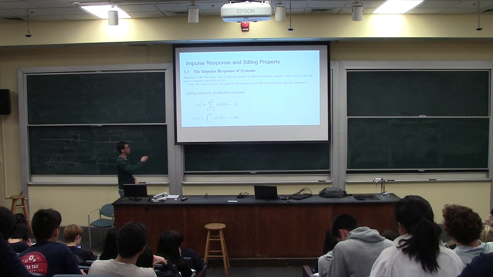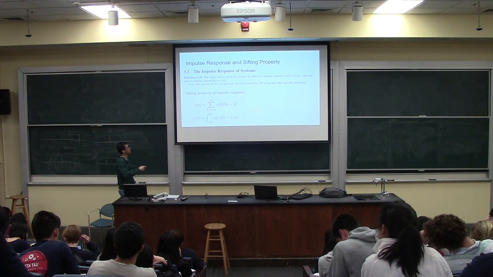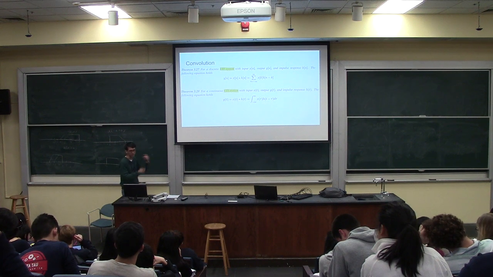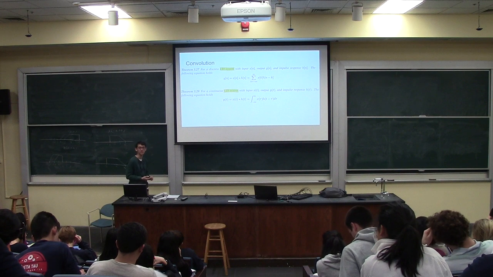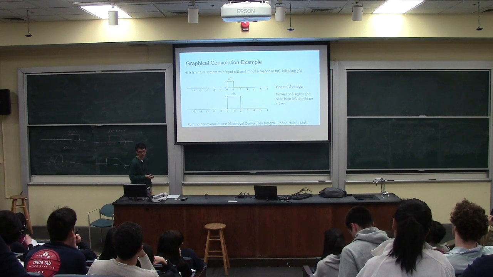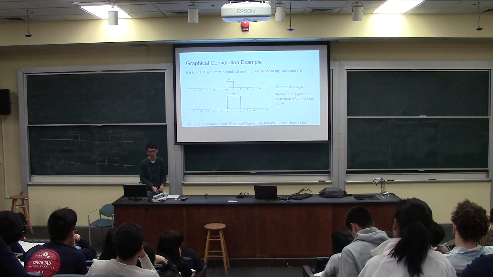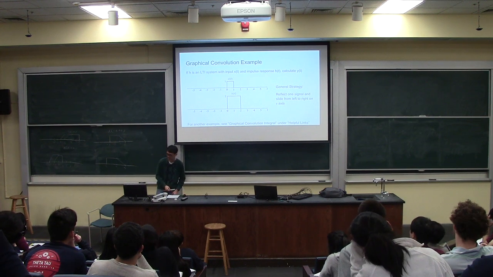Keep in mind, this is not the convolution integral because this is not the h of t or h of n. This is the delta function. Right. And from that sifting property, we can then derive the equations for convolution sums and convolution integrals. And someone asked us to do a graphical convolution example, and it may or may not show up on the test, so we're going to go over that one.